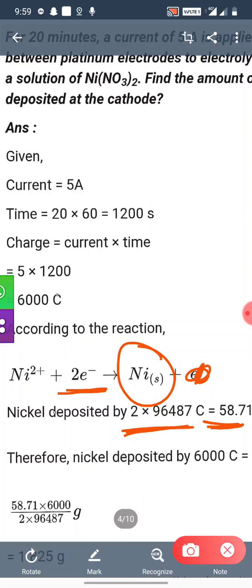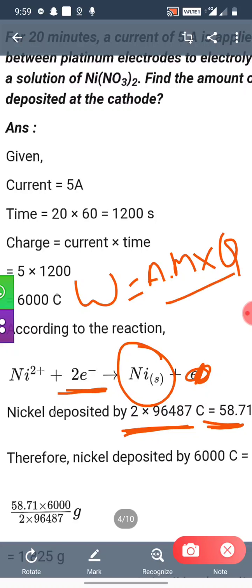Is it clear? Now recall the formula to find out the weight deposited. The formula for that is atomic mass of the metal into Q upon n factor into F. This was the formula, right? Now applying that formula here, you will get the answer.